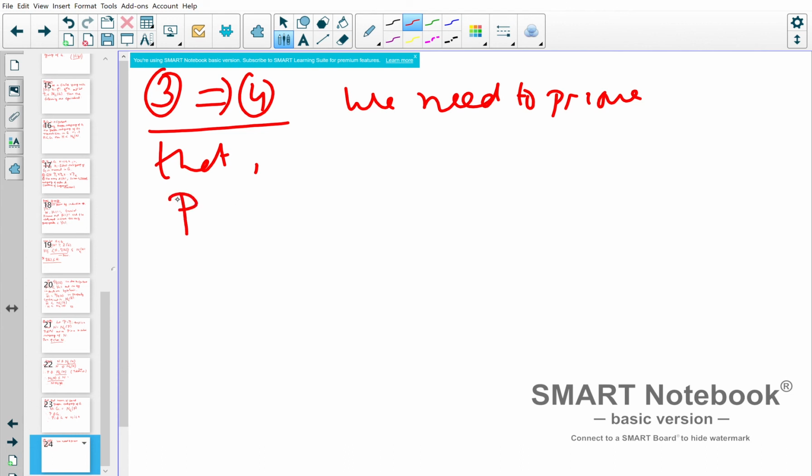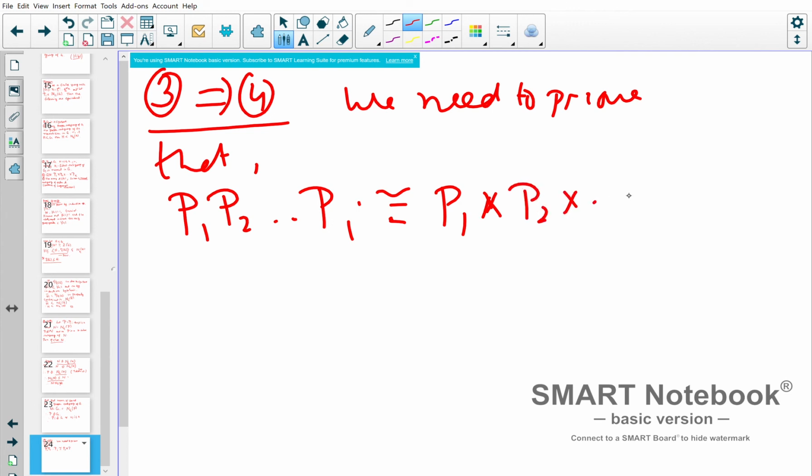this internal direct product P1, P2, dot dot dot, Pi is isomorphic to the external direct product P1 times P2 dot dot dot Pi, for all i up to k, whatever I choose. So in particular, when i equals k, the left hand side will be G, and the right hand side will be the direct product of the Sylow subgroups, right?